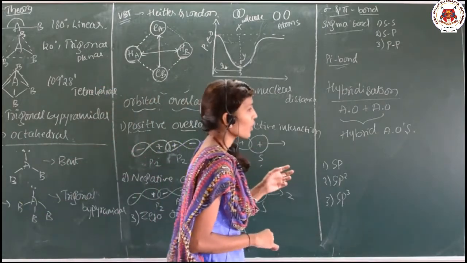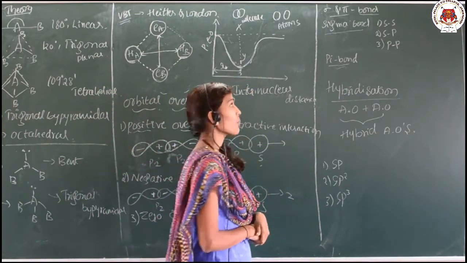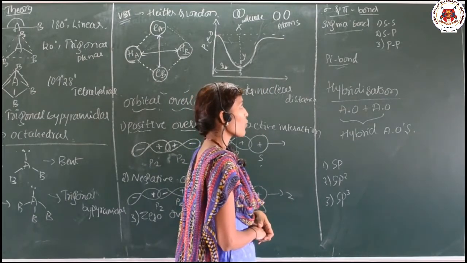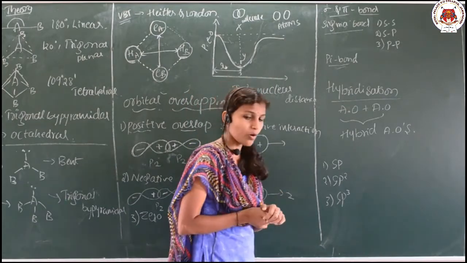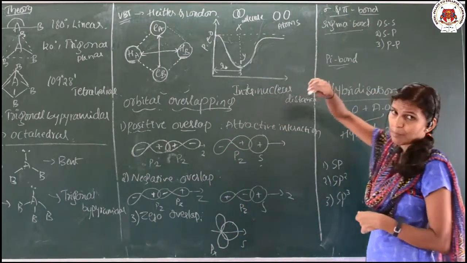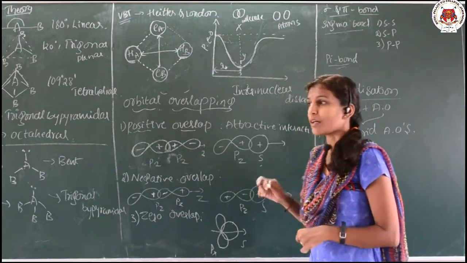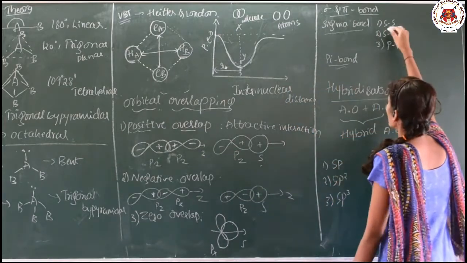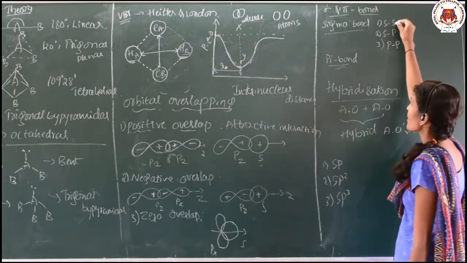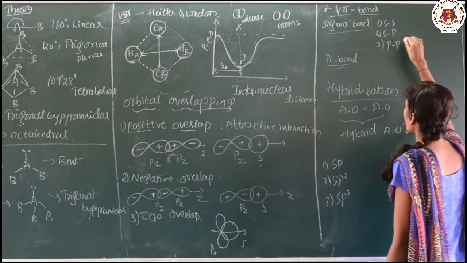Okay. Depending upon the overlapping of the orbitals, we can divide the bonds into two types. One is the sigma bond, and the other is the pi bond. Sigma bond is formed by head to head overlapping. There are three types of overlapping we can observe here: SS, SP and PP overlapping.